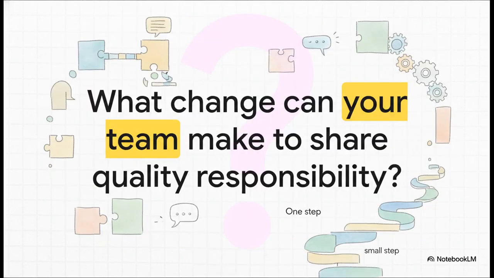And that brings me to a final question, a thought for you to take back to your own team. What's one small change, one tiny step you can introduce tomorrow to start breaking down those silos and really, truly start sharing the responsibility for quality?